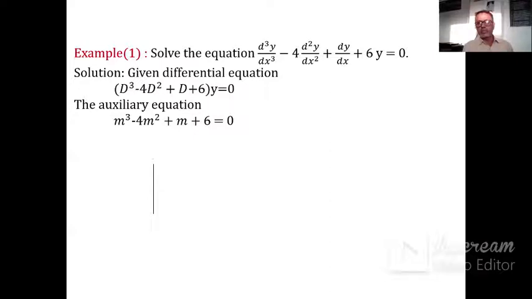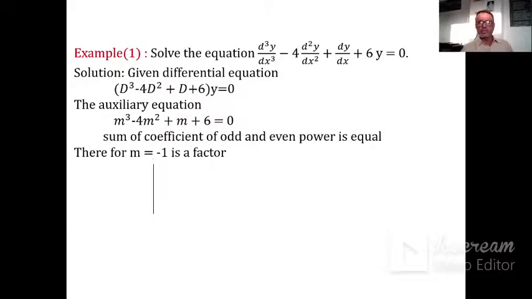This bracket is f of D, and from that we write the auxiliary equation, which has to be f of m is equal to 0. Means in this D we substitute m, don't take y. We get m cube minus 4m square plus m plus 6 is equal to 0. This is the auxiliary equation. We want to find the roots of this auxiliary equation.